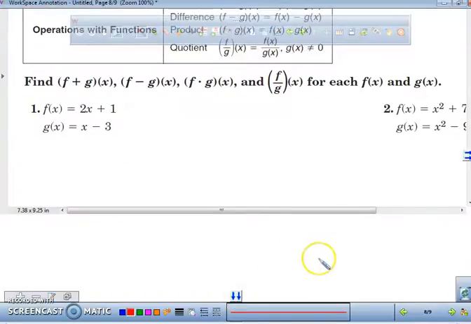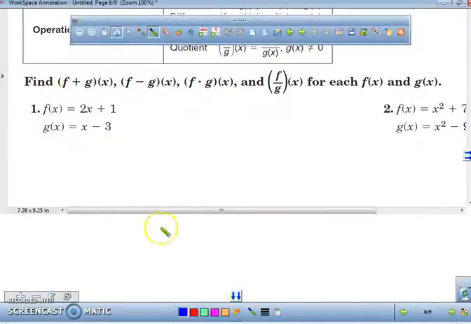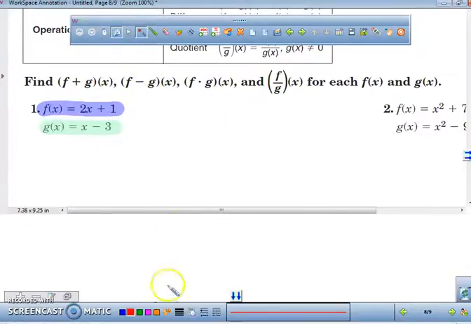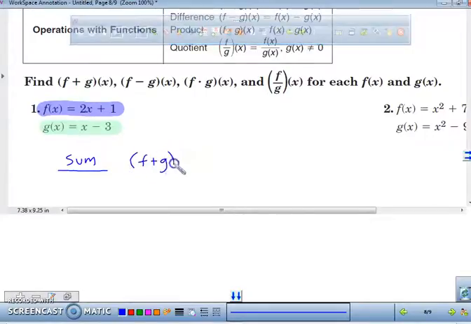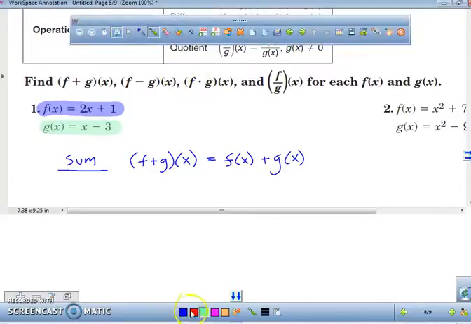So, in problem number 1, I'm going to highlight f of x in blue and g of x in green. So I'm going to highlight those two functions in two different colors as we work through this. So in your journal, you can write sum. And the sum is when you have f plus g of x. We're simply going to take f of x and add g of x. And I'll highlight it accordingly.